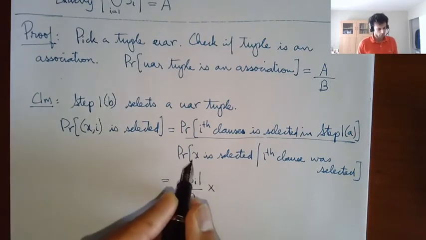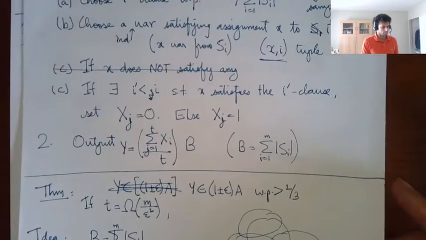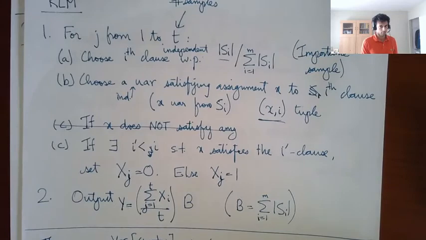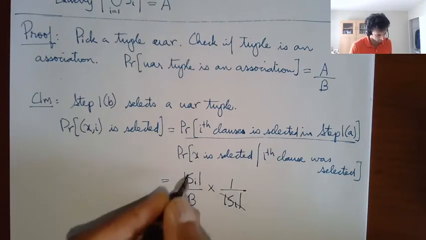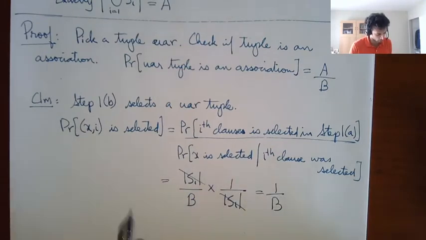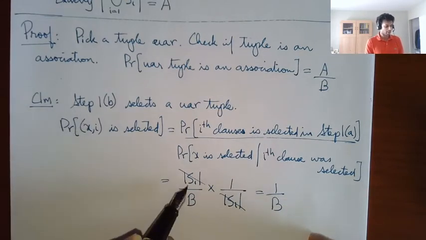Okay. What is the probability that x is selected conditioned on the ith clause being selected? It's just 1 over Si. Exactly. So these things cancel out to give you 1 divided by B, which is now a uniform distribution. And that's why you selected things proportional to Si.